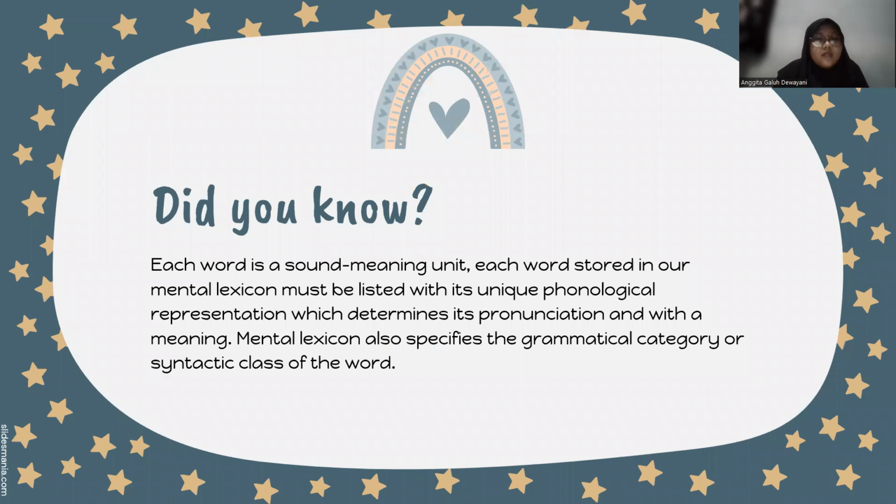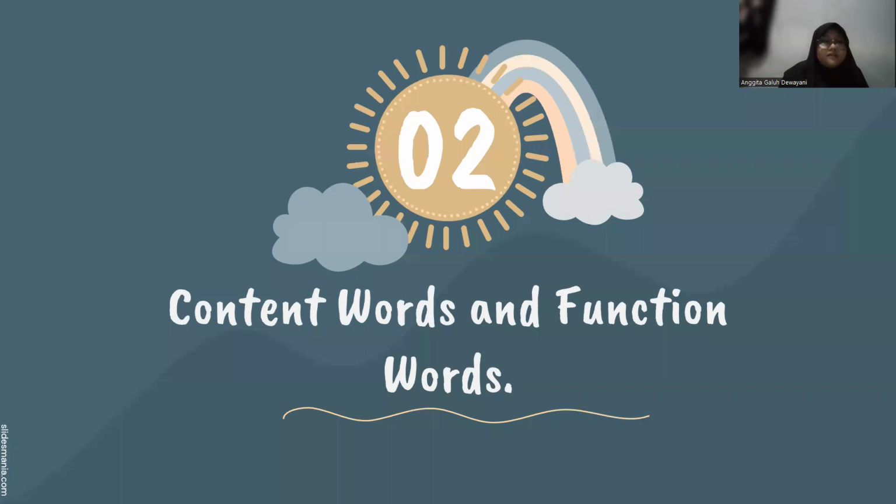Each word is a sound meaning unit. Each word stored in a mental lexicon must be listed with its unique phonological representation, which determines its pronunciation, and with the meaning. Each word in our mental lexicon includes other information as well, such as whether it is a noun, a pronoun, a verb, an adjective, an adverb, a preposition, or a conjunction. That is, the mental lexicon also specifies the grammatical category or syntactic class of the word.